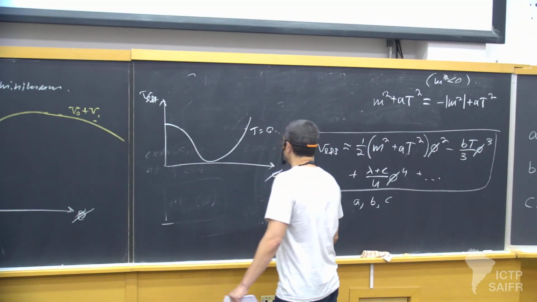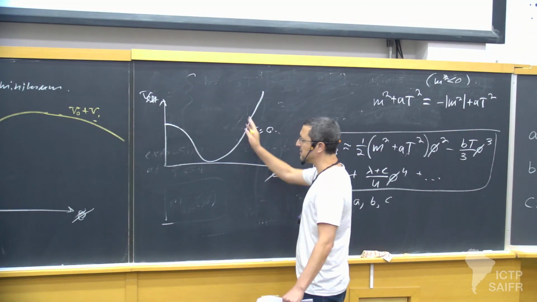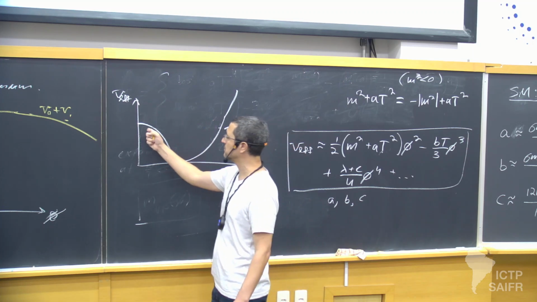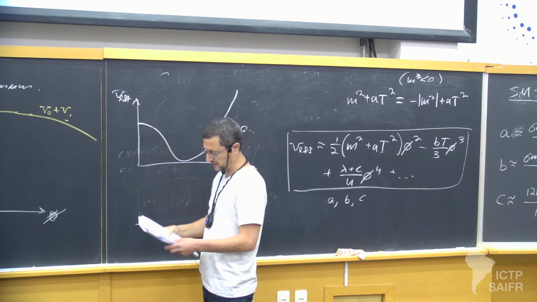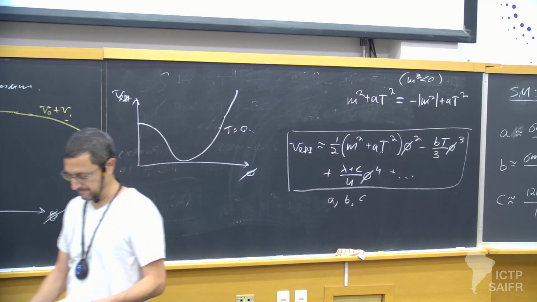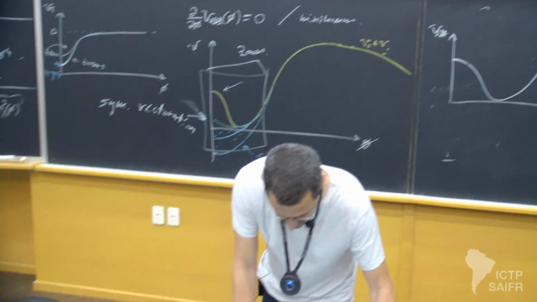To avoid shifting my potential up and down all the time, let me just add a constant whenever I change T. I want to just look at the shape of this thing as a function of temperature.